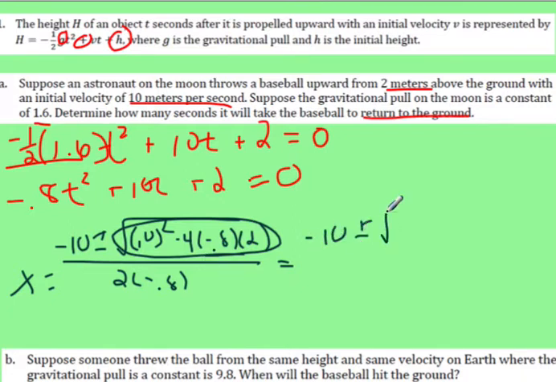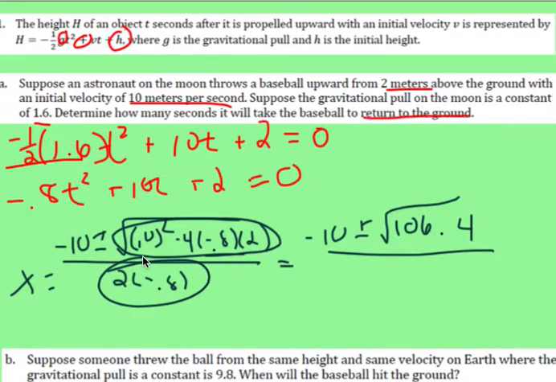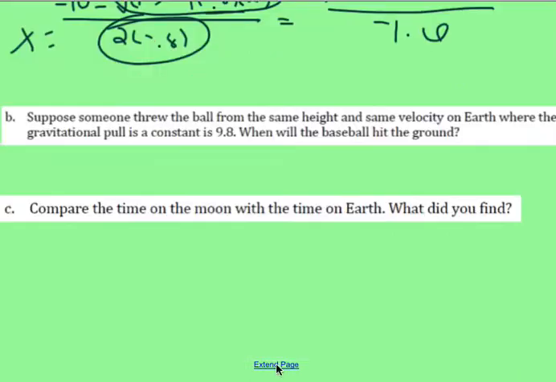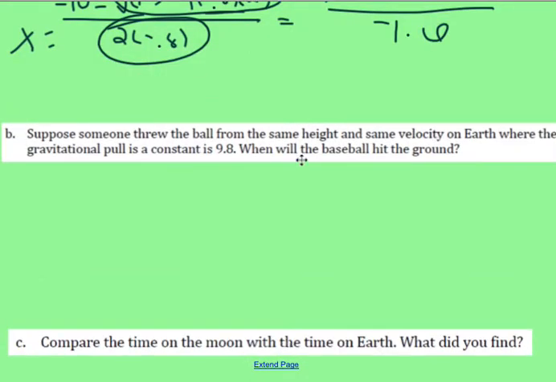When you do that underneath the radical, maybe you should try calculating it out with me just to see if you're on the right track. You should get 106.4. Now all of that's going to be divided by 2 times negative 0.8, which is going to be negative 1.6. So now we need to go ahead and split this into 2 different versions.